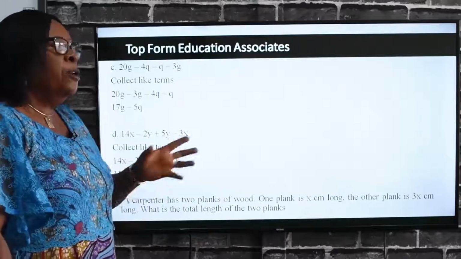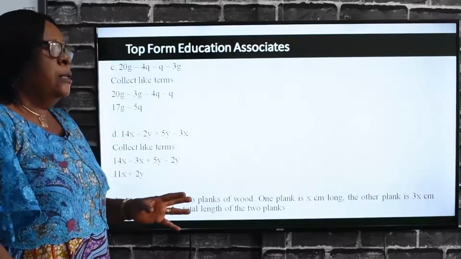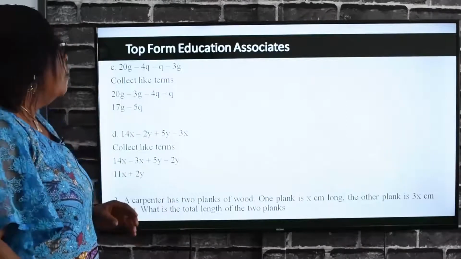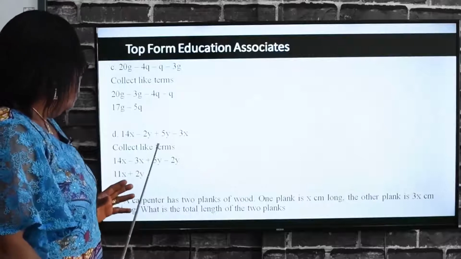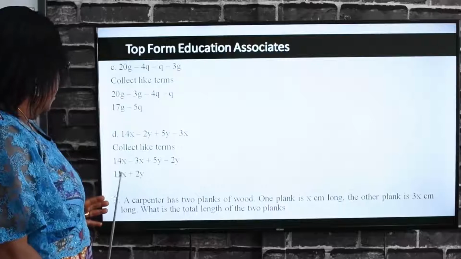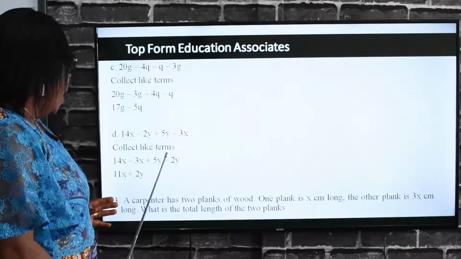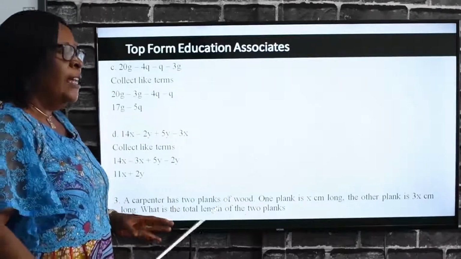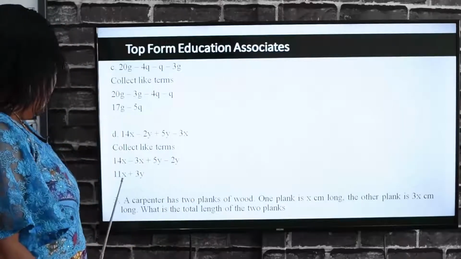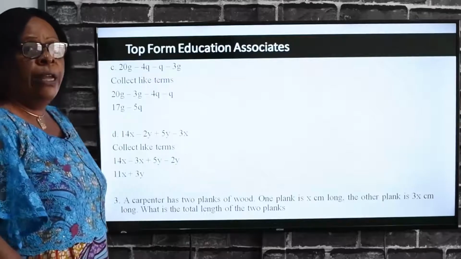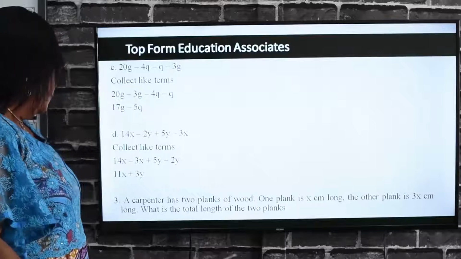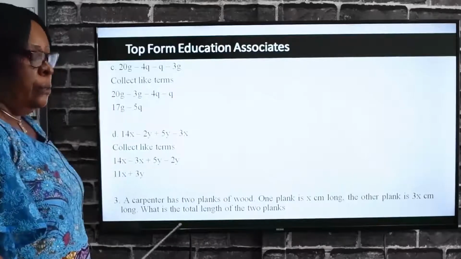Different signs, plus and minus, subtract. However, the sign in front of your answer is the sign in front of the bigger number. How do we see it here? 14x minus 3x is 11x, plus 5y minus 2y. They are different signs, so I subtract. So the answer is 11x plus 3y. Next question.